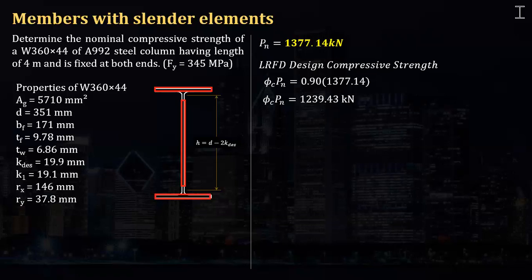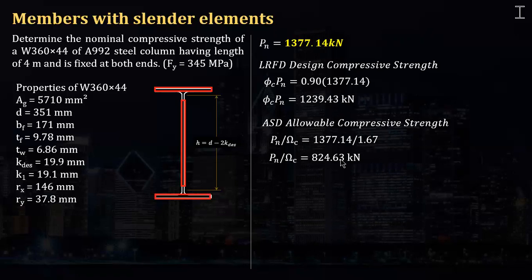So ganyan. And for the ASD allowable compressive strength, we just have to divide this by a factor of safety equal to 1.67. So that's the nominal strength 1,377.14 kilonewtons divided by the factor of safety 1.67, and that will give us 824.63 kilonewtons. And this allowable compressive strength must be greater than the required strength for ASD. The required strength for ASD is the sum of the service dead load and the service live load, just the sum without factors. So this must be greater.